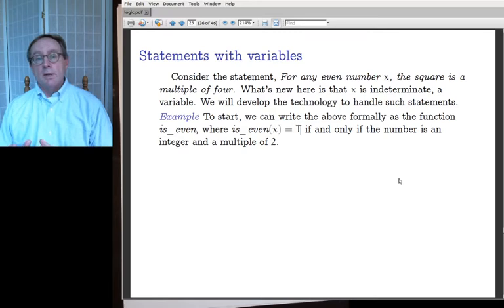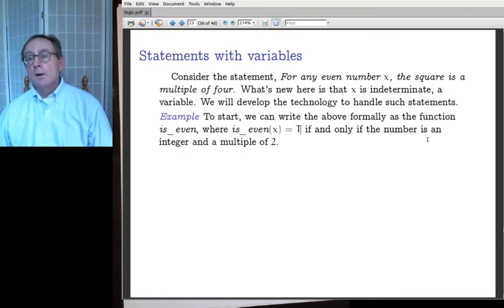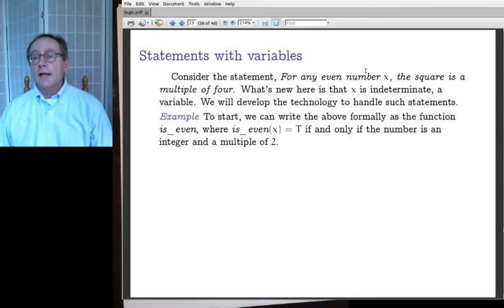So if the statement involves, for example, x's, then it's a problem. If I consider the statement, for any even number x, the square is a multiple of 4, that's a perfectly ordinary mathematical statement. We have to be able to make sense of that statement. What makes it make sense here is the presence of the for any.